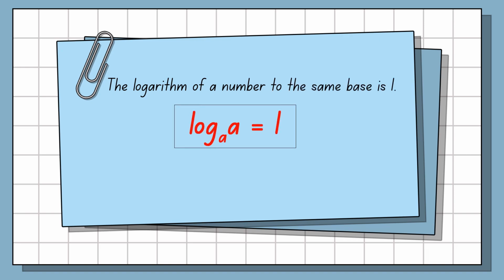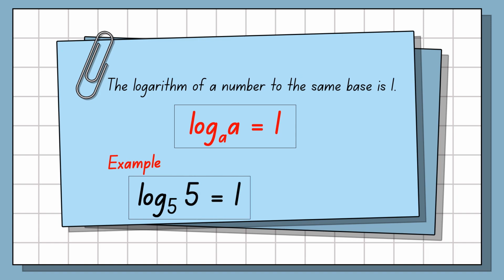The next property is that the logarithm of a number to the same base is 1. For example, log base 5 of 5 is equal to 1. If we change this into an exponential equation, it goes like this: 5 raised to the exponent of 1 is equal to 5.